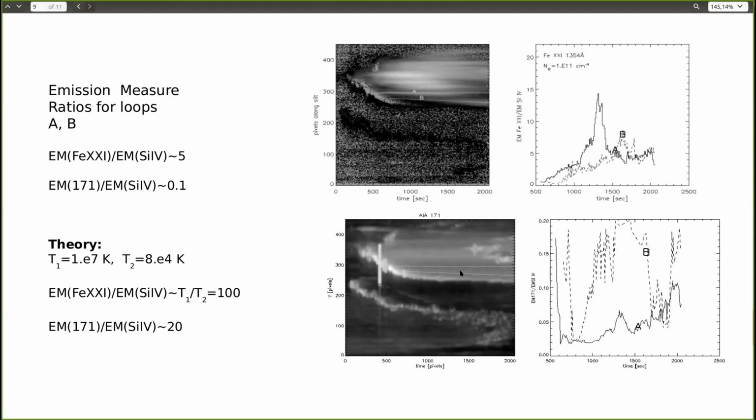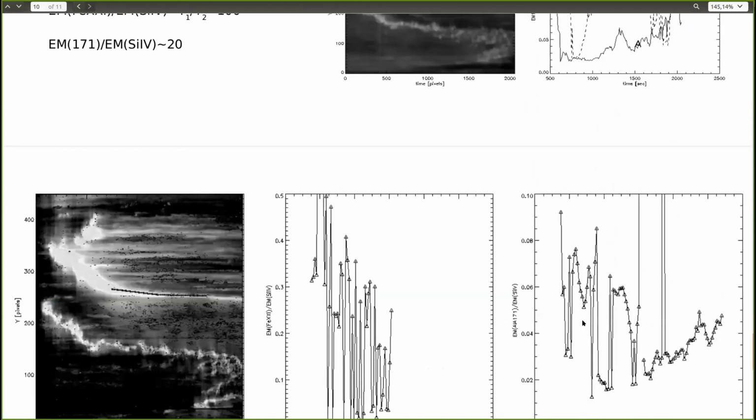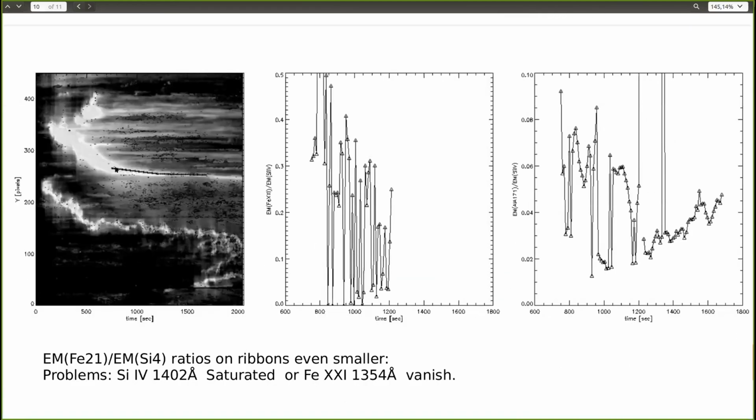The same here, we used the AIA 171 images that are formed at 1 million Kelvin. We computed an IRIS-like image. We performed the same calculation, the ratio of the emission measures of 171 over silicon 4. Here you expect a ratio of about 20 according to this law, and we have a much lower ratio of 0.01, so 0.05.